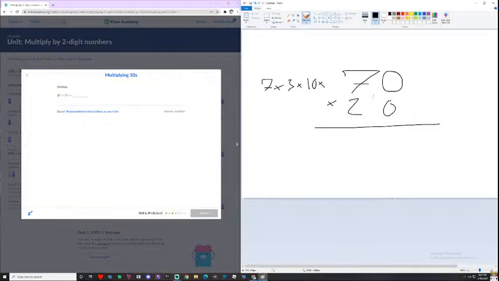So we answer this. We know that 0 times anything is always 0. So we're gonna write down our 2 zeros here. We're gonna bring down our 0 as a placeholder, and 0 times anything is always 0. And then 7 times 2 is 14. So our answer is 1,400.